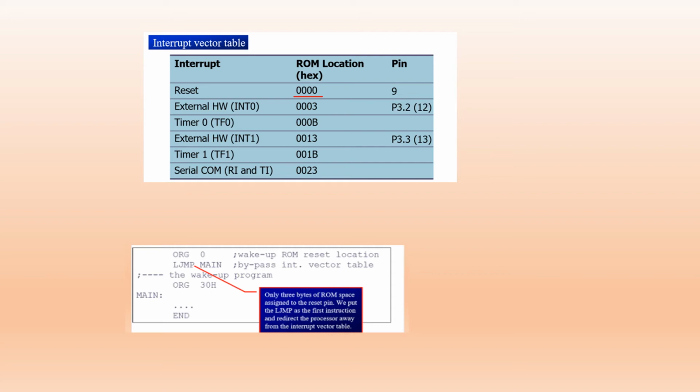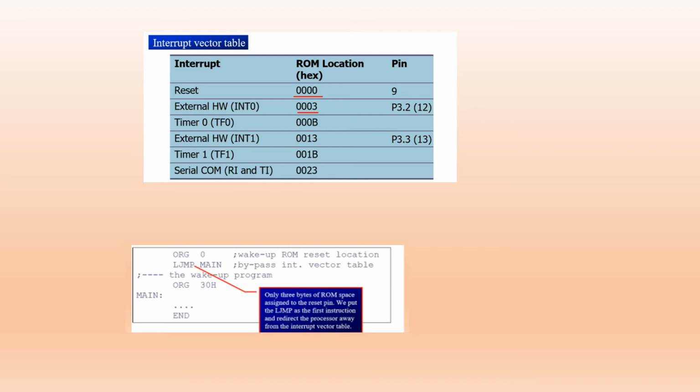For the reset, only 3 memory locations, 0, 1 and 2, are reserved. From 3, the memory location is reserved for the external hardware interrupt INT0. Only 3 locations are reserved for the reset. So if my program has the external hardware interrupt and so on, I cannot write the complete program starting from 0h, because of which initially three locations are left for the reset.